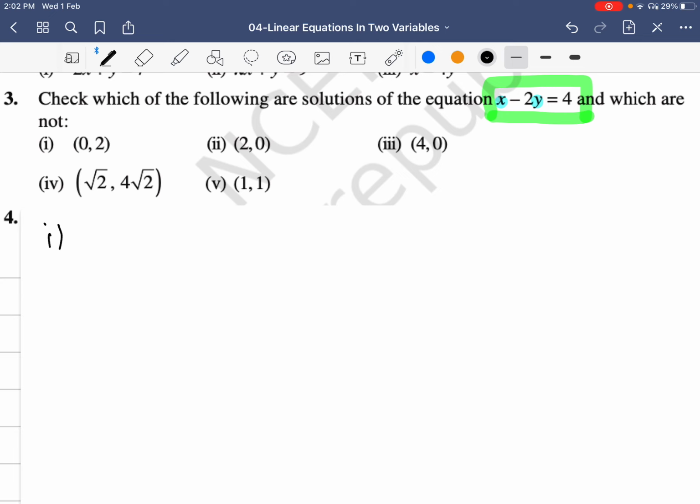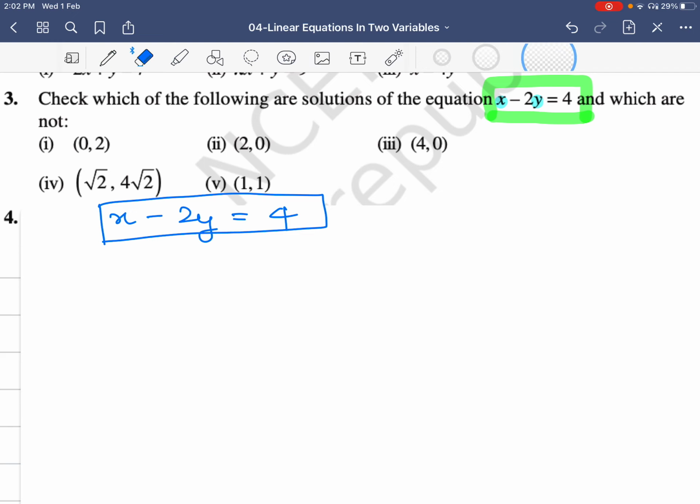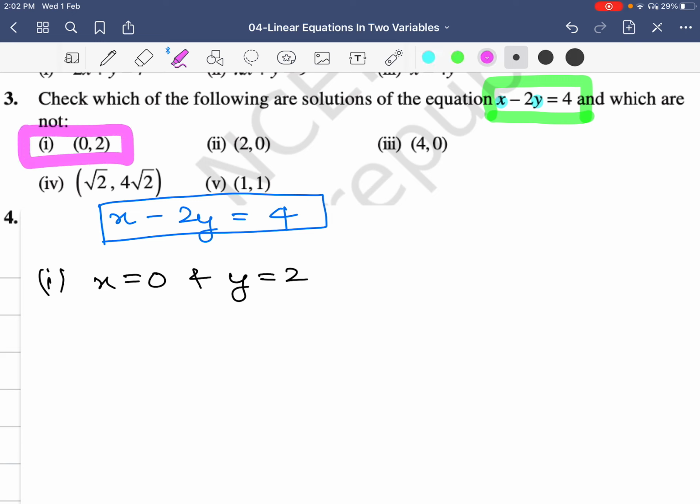So the first one is 0 and 2. I'll write the equation once again. Okay, let's use a different color. x minus 2y equal to 4. This is our given equation. So the first pair is x equal to 0 and y equal to 2. This is the first pair that I'm picking out. We have to just substitute.